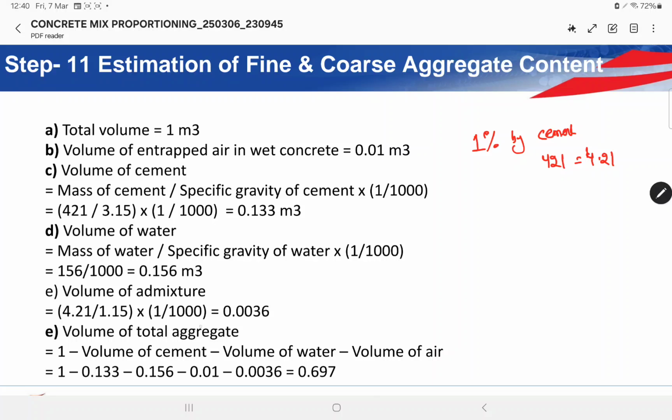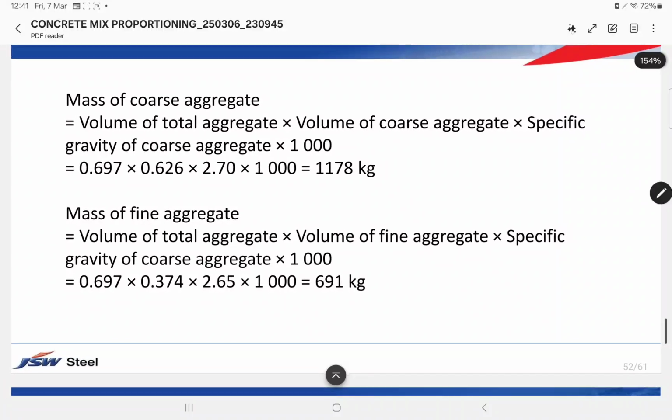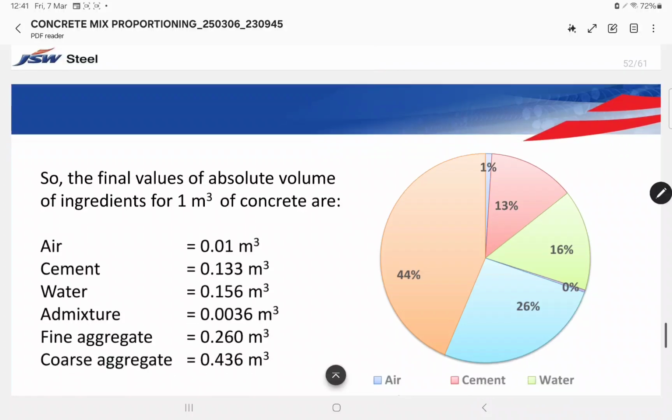For the volume of total aggregate, you add all these things and subtract the sum from 1, and that gives you the volume of total aggregate. Out of this total aggregate volume, we know that 62.6% is coarse aggregate and 37.4% is fine aggregate. Accordingly, you put those values into the formula and you get the weight of each material.